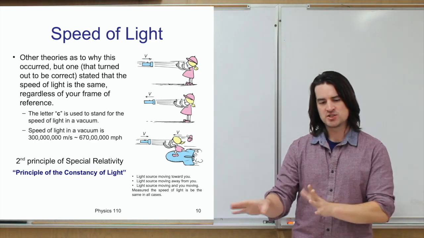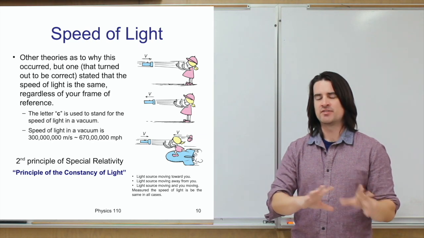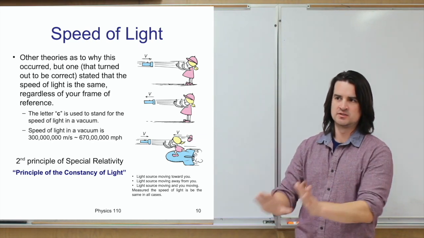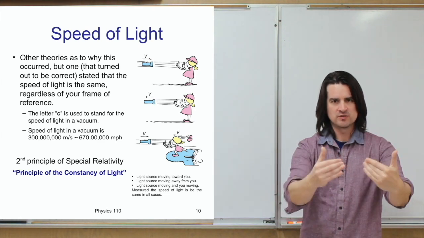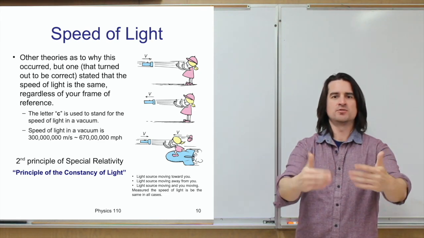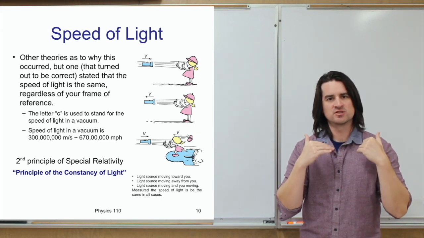So light changing the speed it propagates when it goes through glass or diamond is a whole different thing from this idea of observing light when you're at rest, or observing light when you're moving relative to the source of that light. It doesn't matter, you're going to measure the same speed.